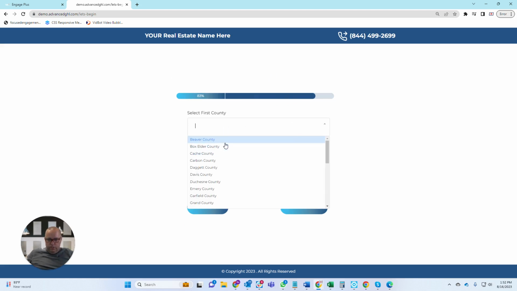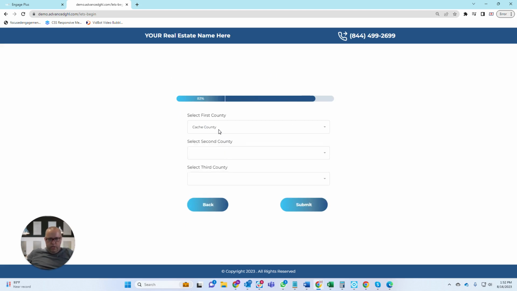I'm in Utah, so these are Utah counties. There are 2 reasons why we have this. One of the things we're going to do is base it on how much they can afford to buy. If they are choosing a county, we're actually going to go out and find the median price for a home in the county that they chose. So we have a county here called Summit County. You may have heard of Park City.